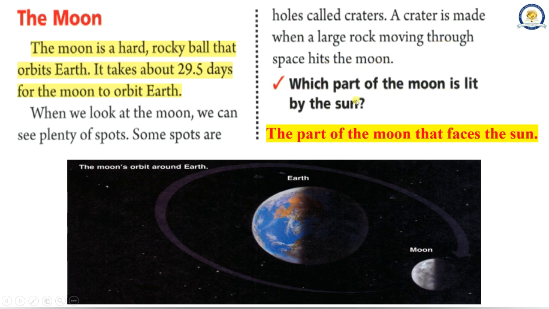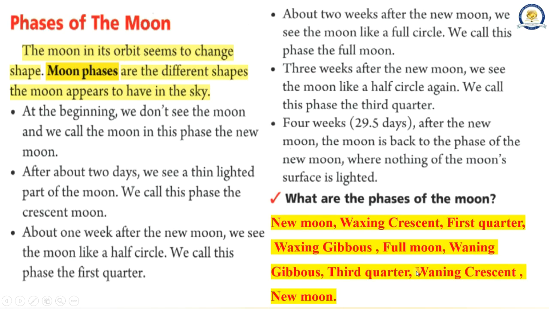Which part of the moon is lit by the sun? The part of the moon that faces the sun. Which phases of the moon? The moon in its orbit seems to change shape. Moon phases are the different shapes the moon appears to have in the sky. At the beginning, we don't see the moon and we call the moon in this phase the new moon.